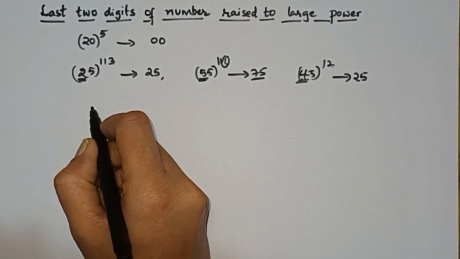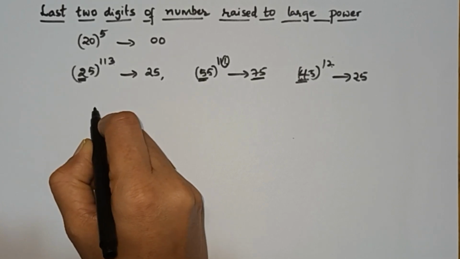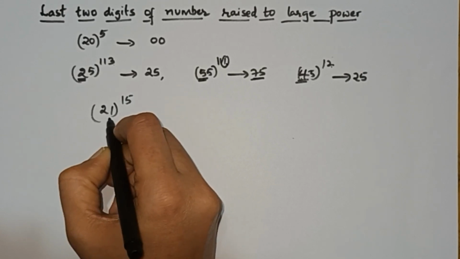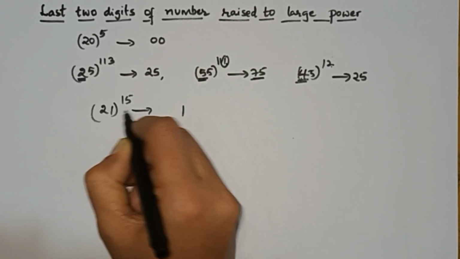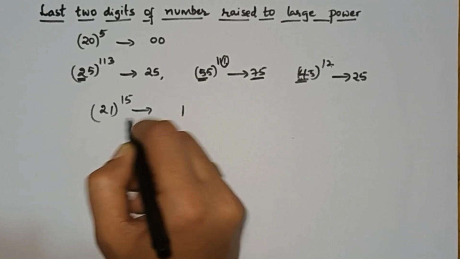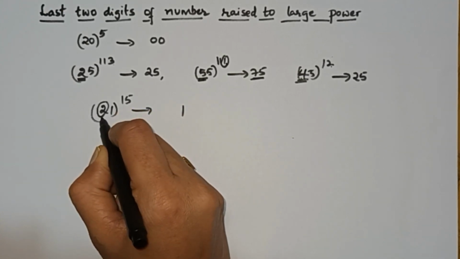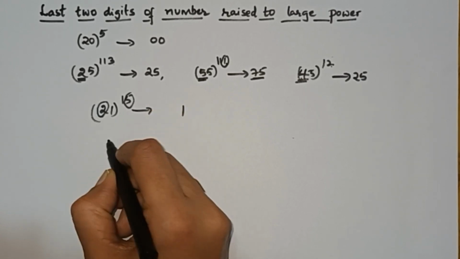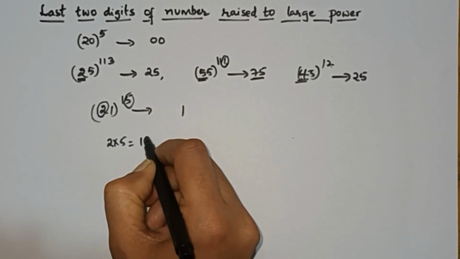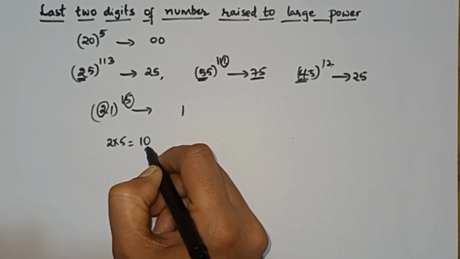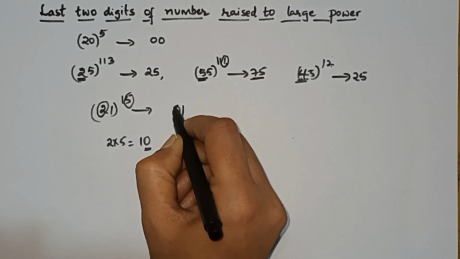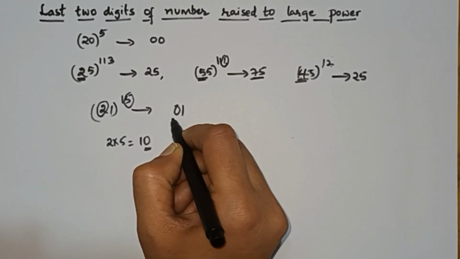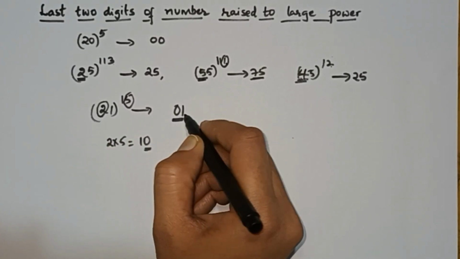Next, if the number ends in 1, for example 21 to the power 15, its last digit is always 1 because 1 to any power is 1. To get the tens digit, take the tens digit of the base and multiply it with the last digit of the power. So 2 fives give the value 10. Take the last digit of this product, which is 0, and write it as the tens digit of the answer. So this ends with 01.